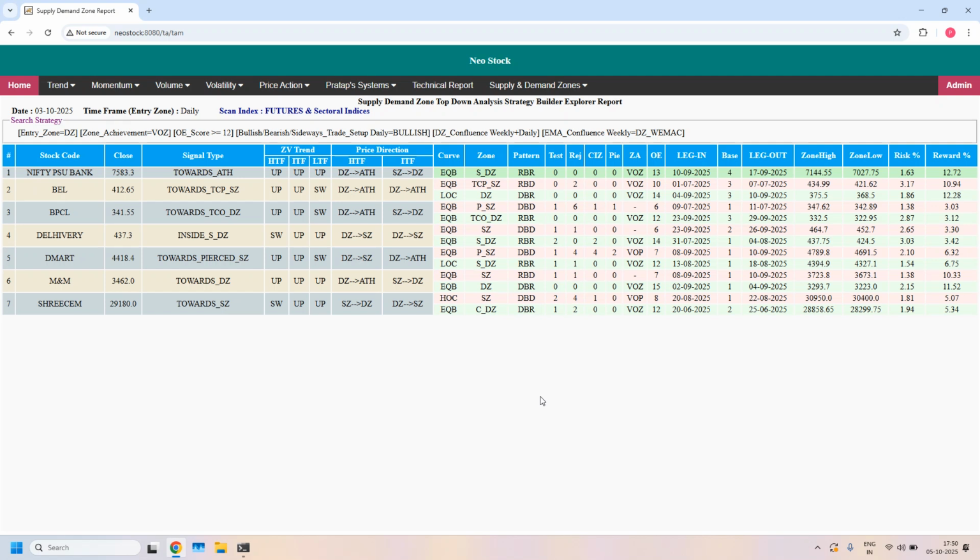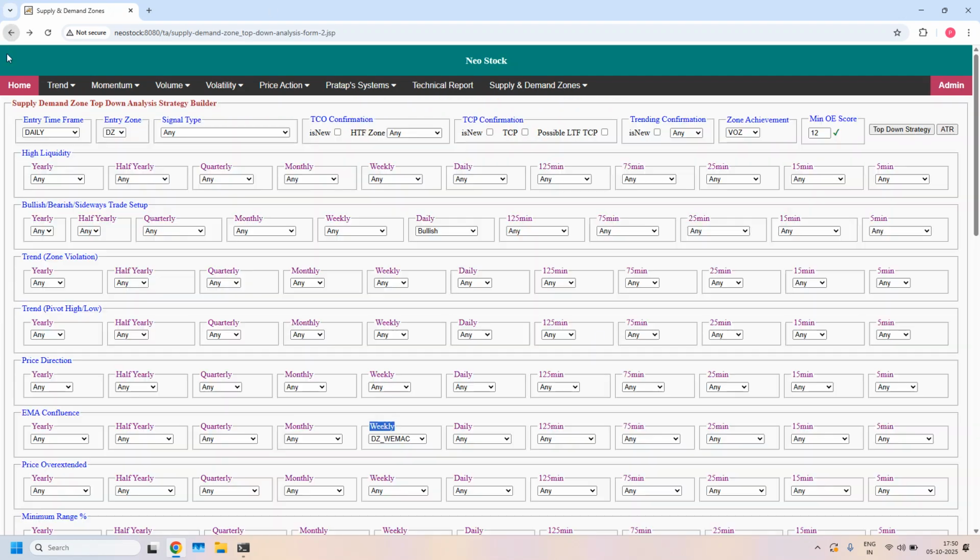Okay, this is the first report. Next strategy: LTF, ITF, HTF demand zone confluence. After that, HTF EMA confluence. Let us generate that report. So I am removing the ITF EMA filter.